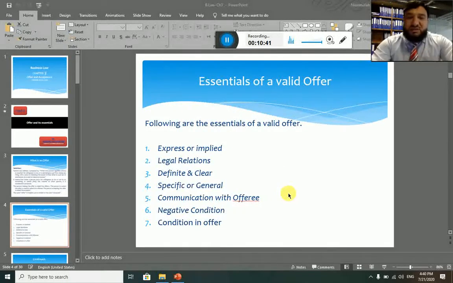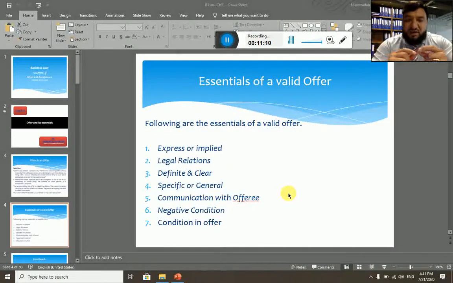Next one is legal relationship. Legal relations. An offer is an offer only if it is made for business purposes. Here legal relations means business purposes. The offer is never for social purposes. Social purposes, we call them invitation. So an offer is always to create business relations with the opposite party.